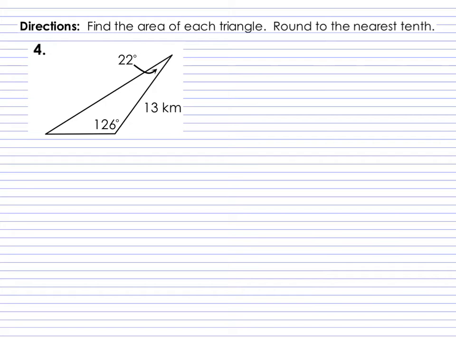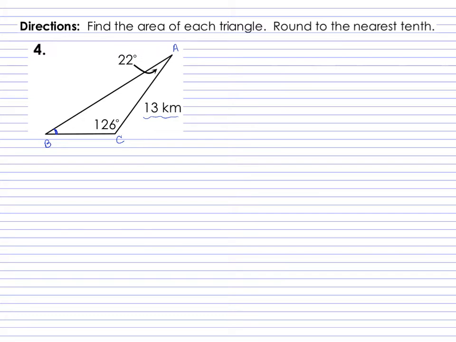So again, in number 4, we have two angles and one side measurement. So we know right away we're going to have to find another side. So I'm just going to go ahead and label this triangle so that I can be consistent. So I've got A here, B here, and C here at 126 degrees. You can label this however you want. That's just how I'm doing it. Second step is that I'm going to actually find angle B, because it's angle B that's across from this 13-kilometer side.